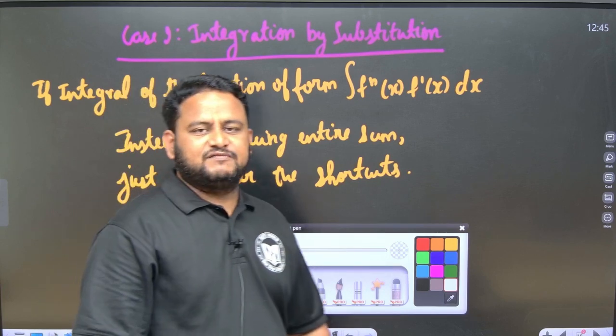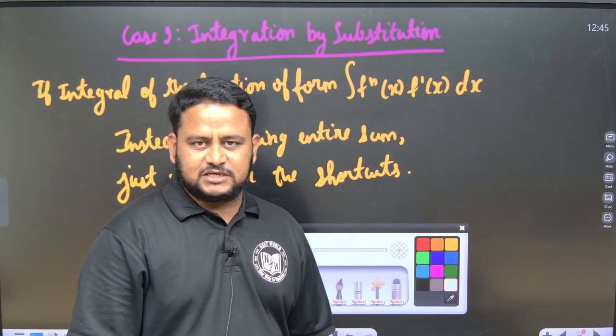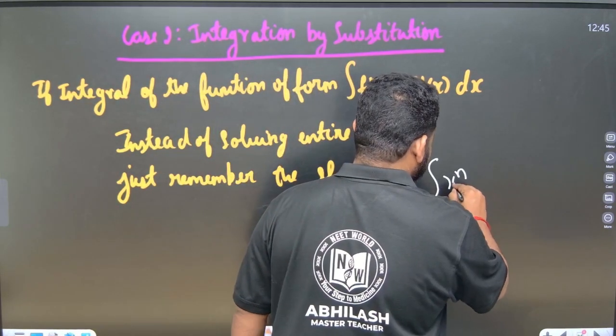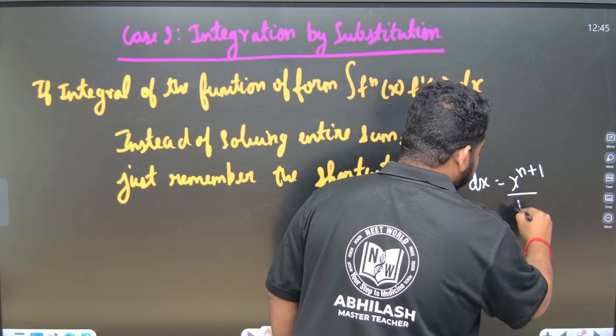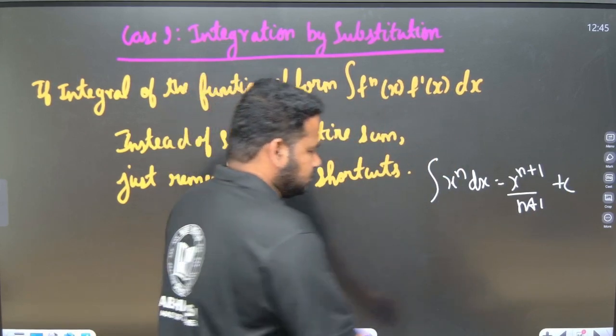You will get the function in the form of integral of x to the power of n. That can be written as what? Integral of x to the power of n dx will be equal to x to the power of n plus 1 divided by n plus 1, plus c. This is the shortcut we have to use. That is what is given here.